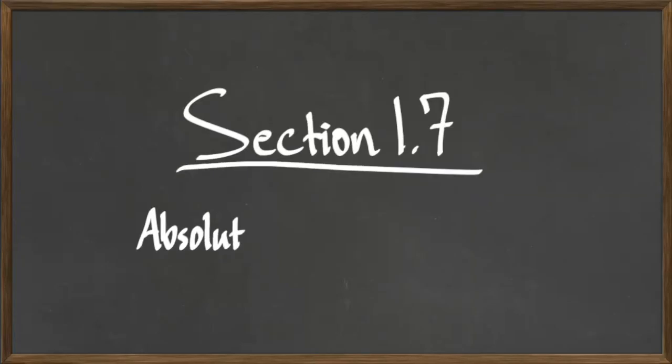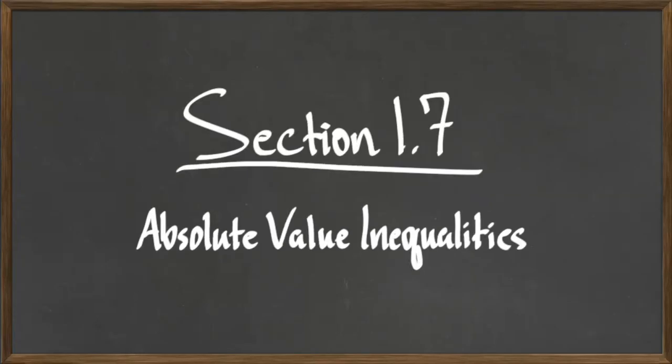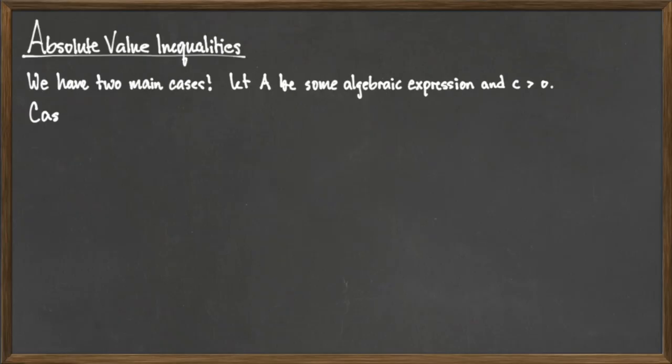To conclude section 1.7, we're going to talk about absolute value inequalities. This video essentially covers two main cases. Let A be some algebraic expression, and let C be a positive real number. The first case is when the absolute value of A is less than C.